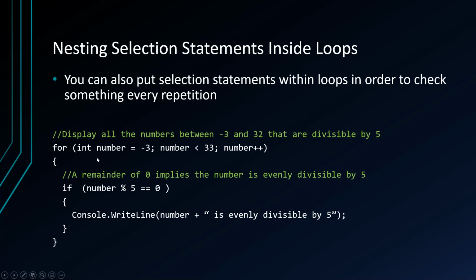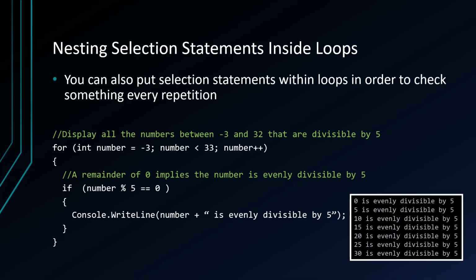For each value of number, so for each counter variable, we're going to test it. We're going to do the modulus of 5. Remember, modulus means the remainder of a division. If the remainder of the division is 0, that means it evenly divided, so this is a multiple of 5. So what are all the multiples of 5 from -3 all the way up to 32? Well, we're going to get 0, 5, 10, 15, 20, 25, 30, which is what we end up seeing.